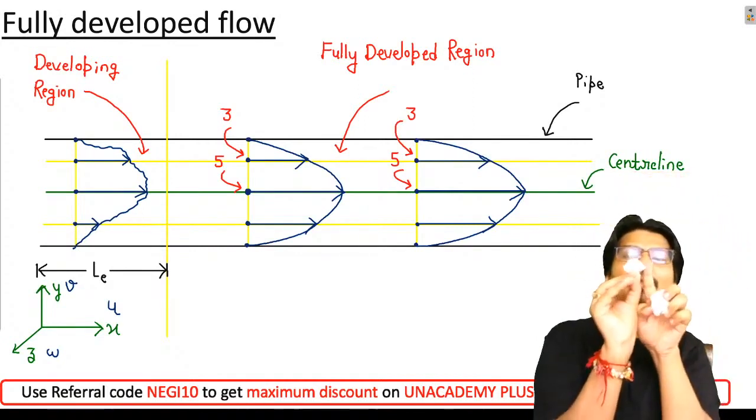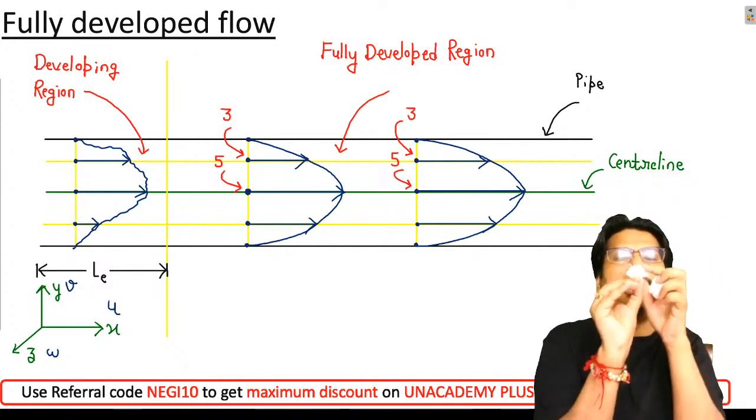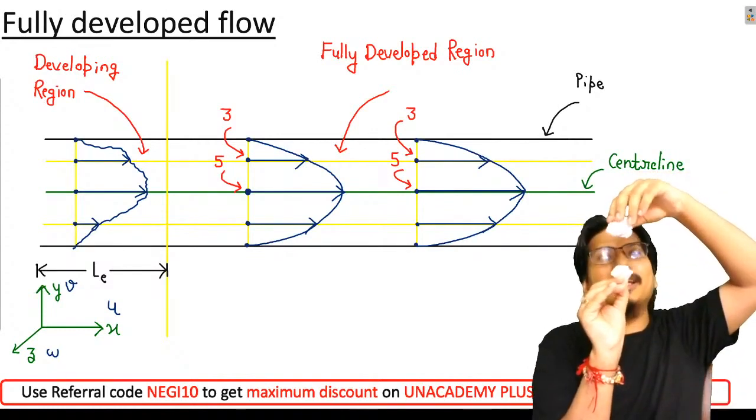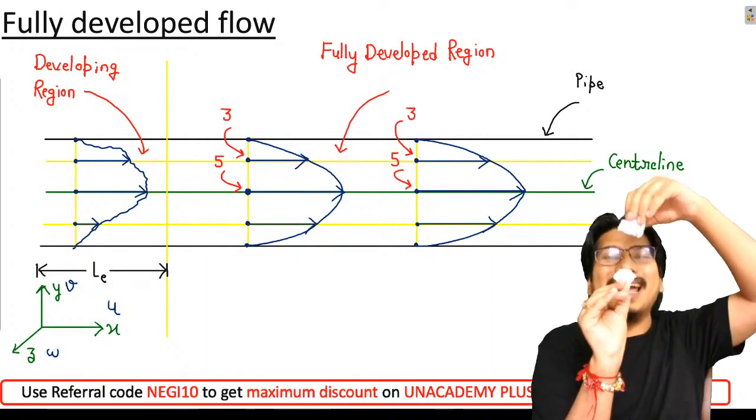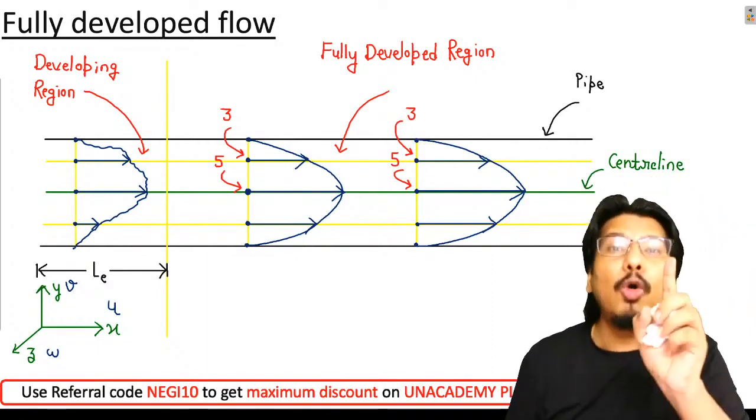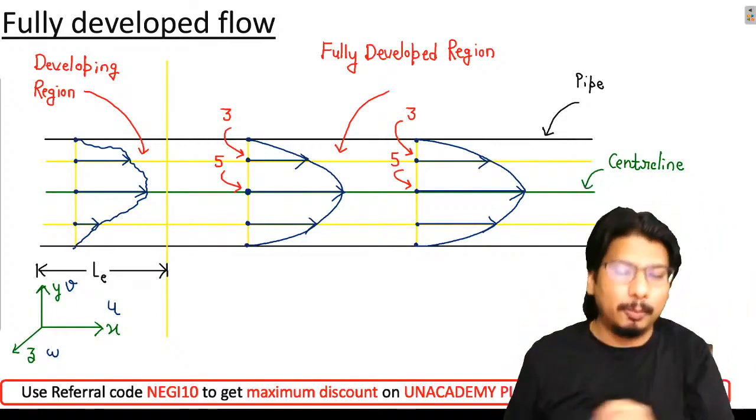Look here. If I am moving in the y direction, this fluid particle is having 5 meter per second and this fluid particle is having 3 meter per second. So can I say that in the y direction, the x direction velocity is changing? That means ∂u/∂y is not 0.